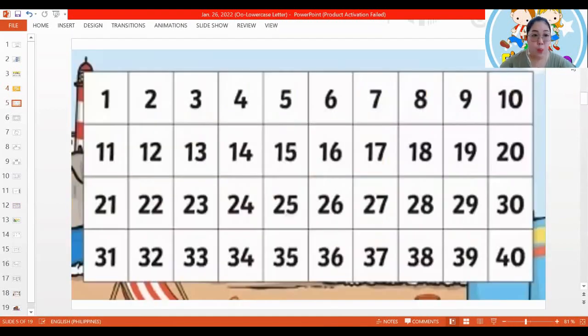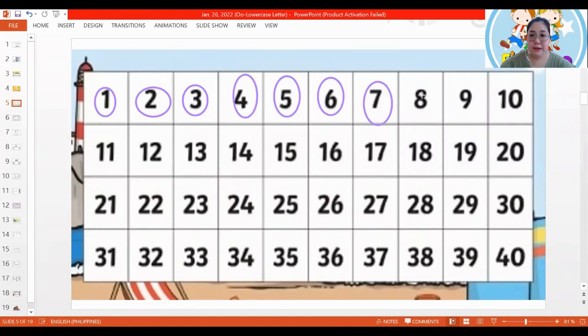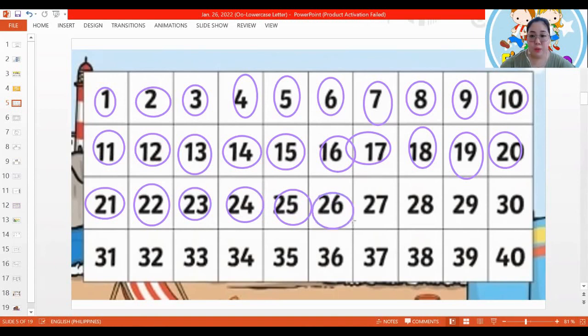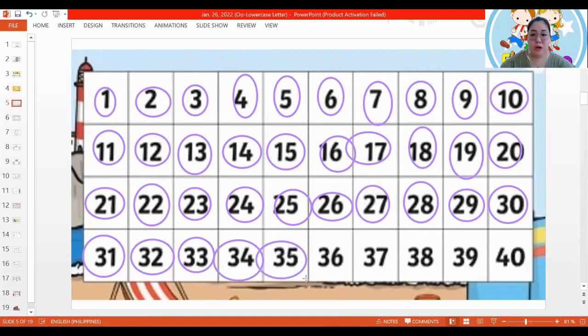Let's start by counting from 1 to 40. Let's count together. 1, 2, 3, 4, 5, 6, 7, 8, 9, 10, 11, 12, 13, 14, 15, 16, 17, 18, 19, 20, 21, 22, 23, 24, 25, 26, 27, 28, 29, 30, 31, 32, 33, 34, 35, 36, 37, 38, 39, 40. Very good.